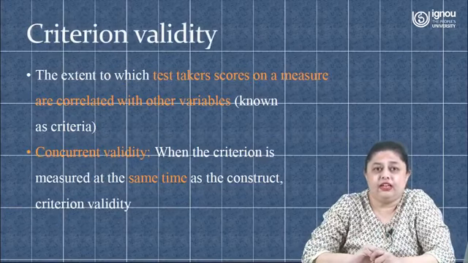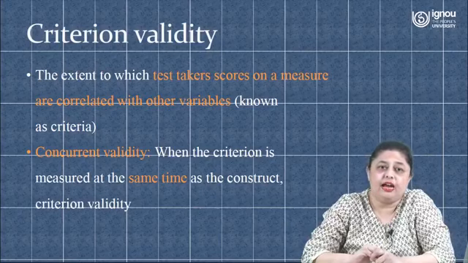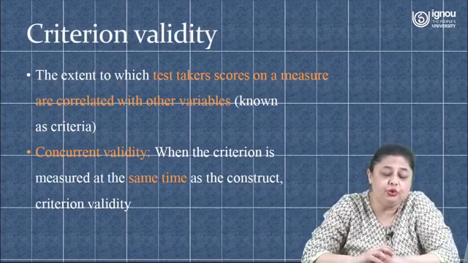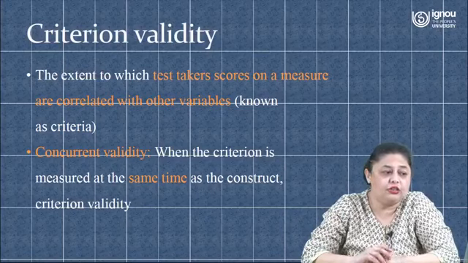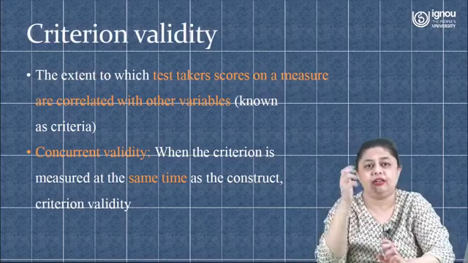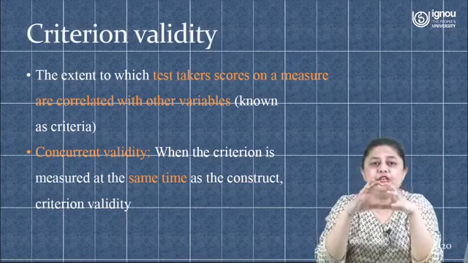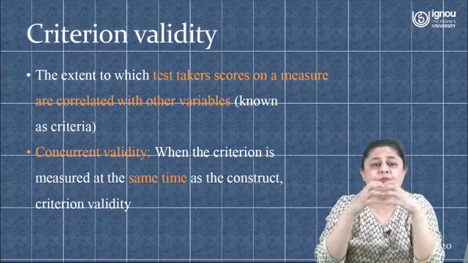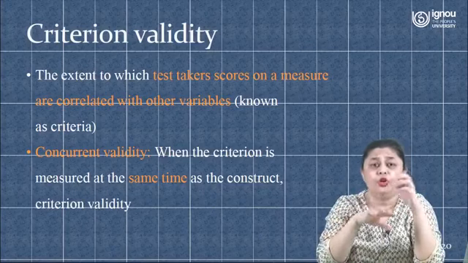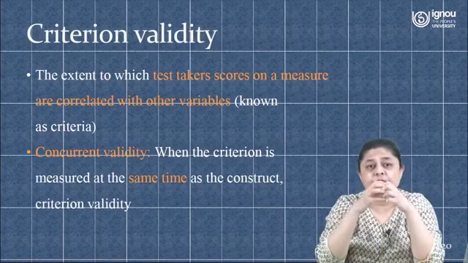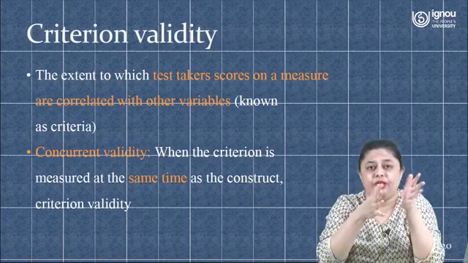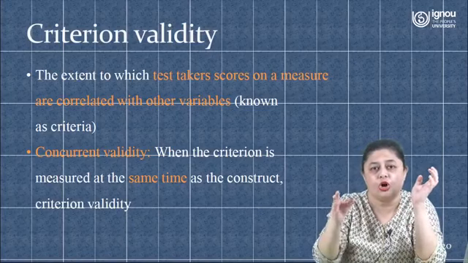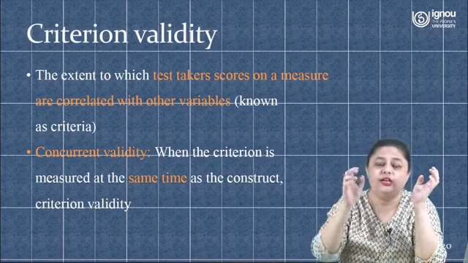The next is criterion validity. Now, what is criterion validity? Criterion validity is nothing but the extent to which test taker scores on a measure are correlated with other variables, that is known as criterion. For example, if it is a leadership scale, it is administered to a group of employees or a group of people whom you want to select for a particular job, and you compare that with, say, the actual scores of certain leaders on the leadership scale.